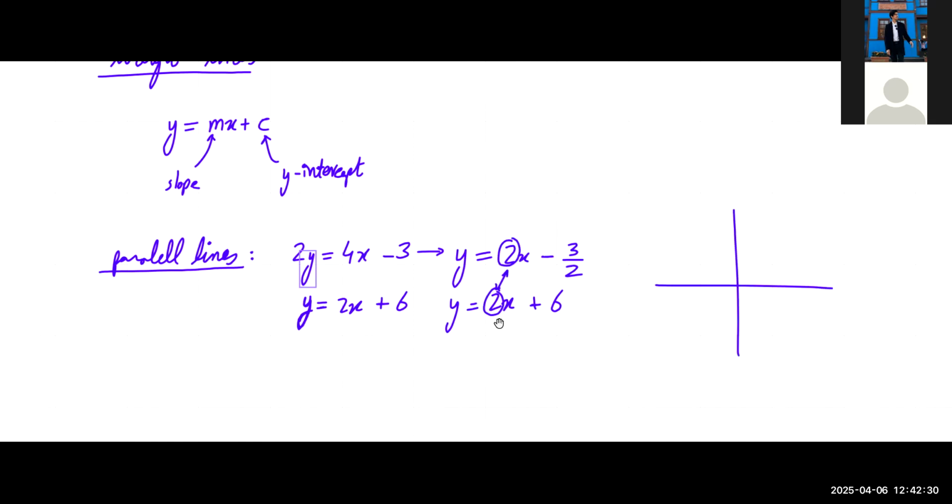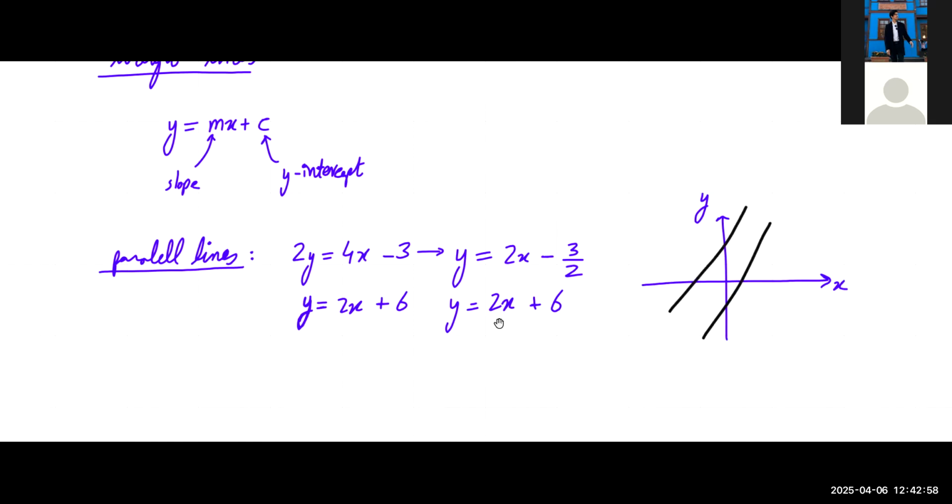parallel to each other. If I want to sketch both of these lines, can you actually put them on the graph? Do a rough sketch, by the way, don't worry. Exactly, yeah. Because one of them will have a y-intercept of 6, the other will have a y-intercept of minus 3 over 2, but they're both going up at the same exact slope. Does that make sense?